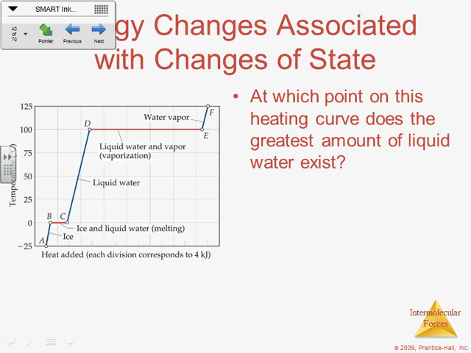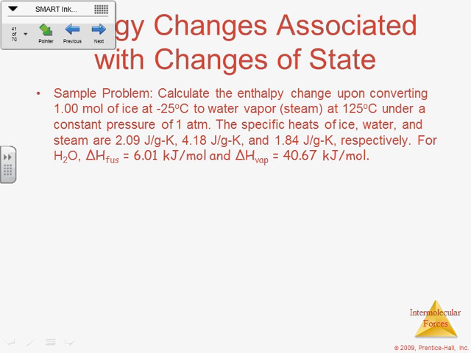Right at which point? Okay. So right here, that's when all the ice is melted, and now we have liquid water, right? Now over here, and anywhere in here, some of this has already evaporated, or boiled. So the point where we have the most water is right here at point B, okay?